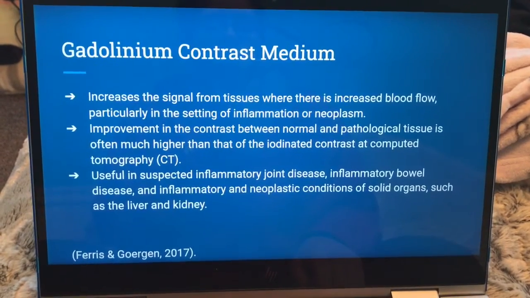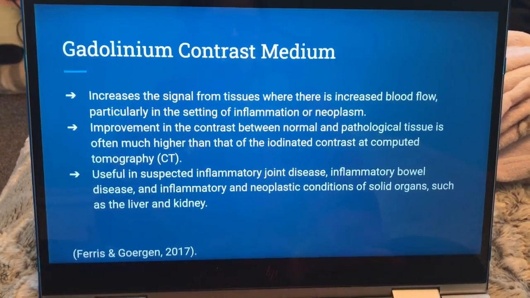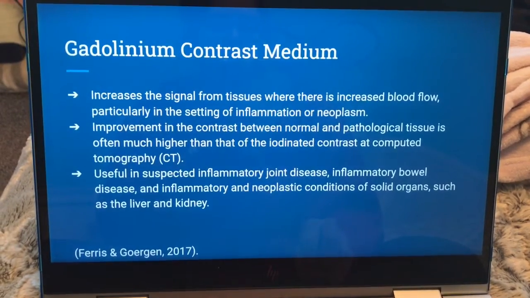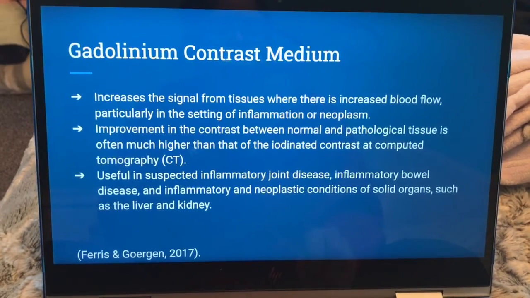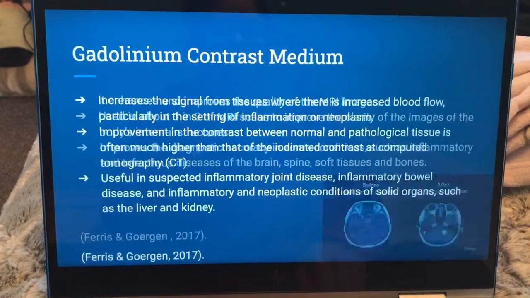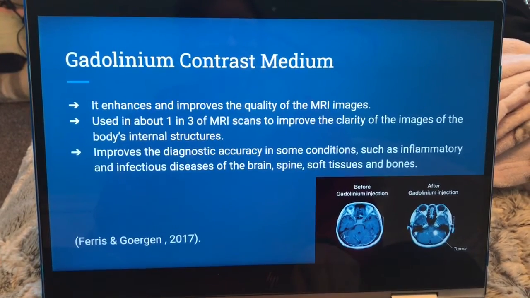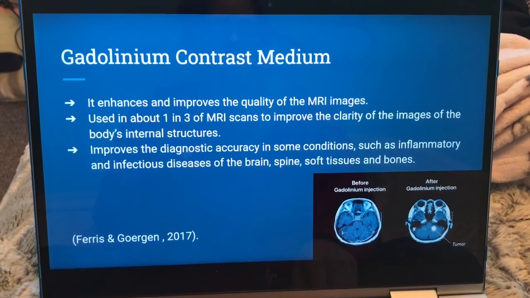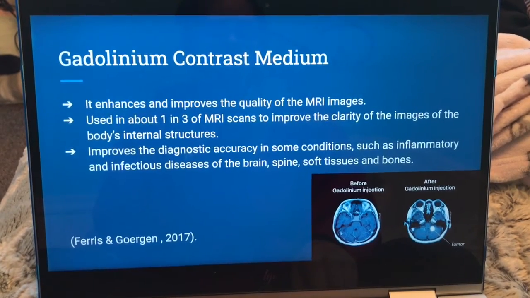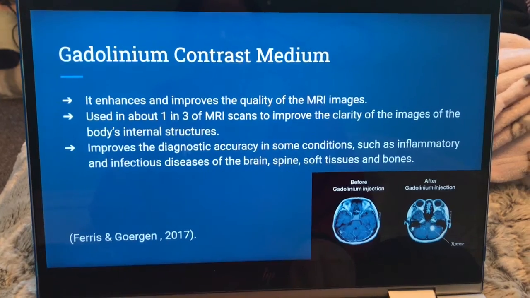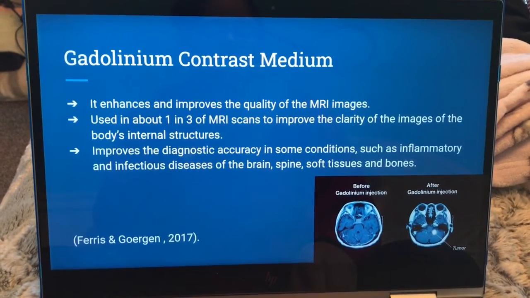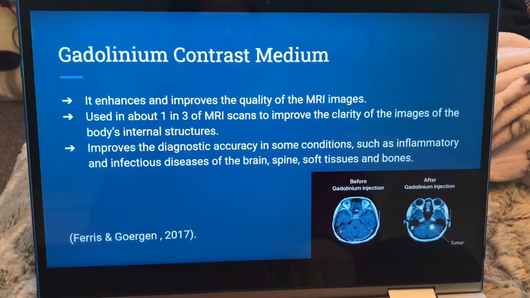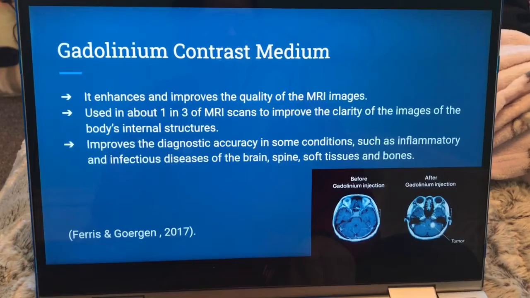It is useful in suspected inflammatory joint disease, inflammatory bowel disease, and inflammatory and neoplastic conditions of solid organs such as the liver and kidney. It enhances and improves the quality of the MRI images. It is used in about 1 in 3 of MRI scans to improve the clarity of the images of the body's internal structures. It also improves the diagnostic accuracy in some conditions such as inflammatory and infectious diseases of the brain, spine, soft tissues, and bones.